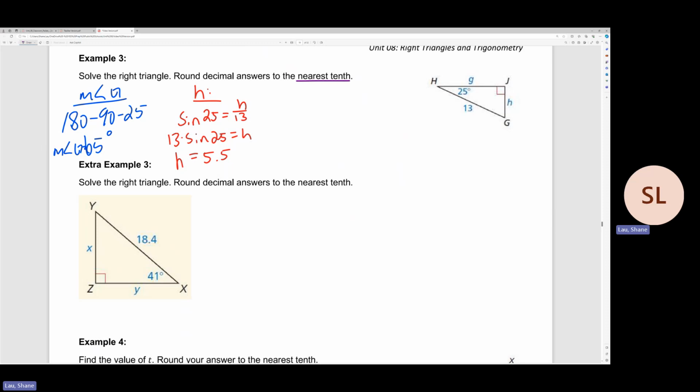And so if I'm looking for G, and I'm still using that angle H, I'm going to use 25 degrees, but now I'm going to use cosine equals G, which is my adjacent, over my 13, which is the hypotenuse. And again, it's pretty much cut and dry, the exact same thing that we did. We get G equals 11.8.